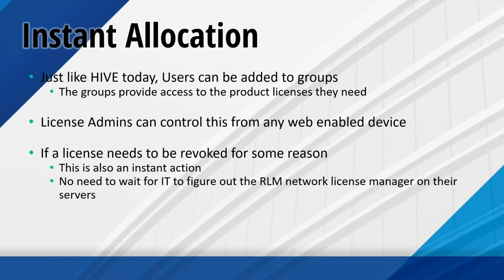You don't have to wait for IT to figure out how to use the Reprise License Manager system on the server and wait for that to happen. At that point, the person's probably out of the meeting, right? In this case, from your iPhone, from your Android phone, your tablet, your kid's Chromebook, it doesn't matter. As long as you've got a web browser, you can sign into this portal and you can revoke a license if you need to, or reallocate whatever you need. It's instantaneous, and there's no need to involve IT for any of this.